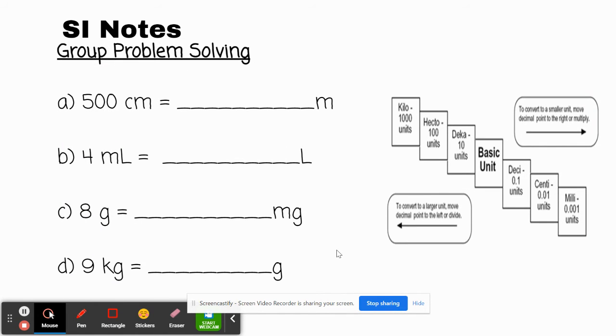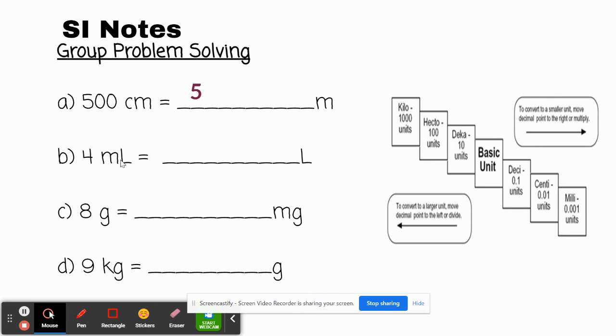So some examples here, we're going from 500 centimeters to meters. So I'm starting here and I'm going up the staircase, if you will, 1, 2 spots. So I'm going up. I'm converting to a larger unit, so I move my decimal to the left or divide, and I would move it 2 spots. So 500 centimeters is the same as 5 meters.